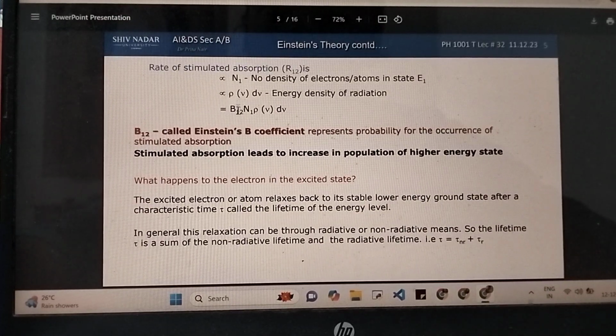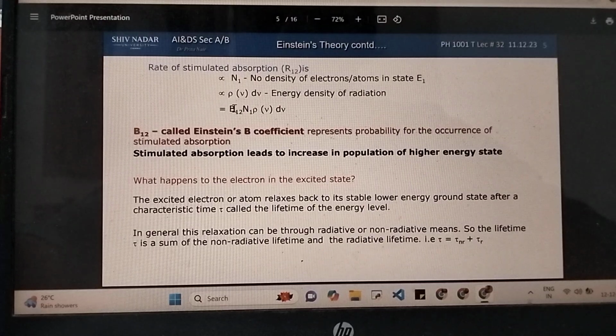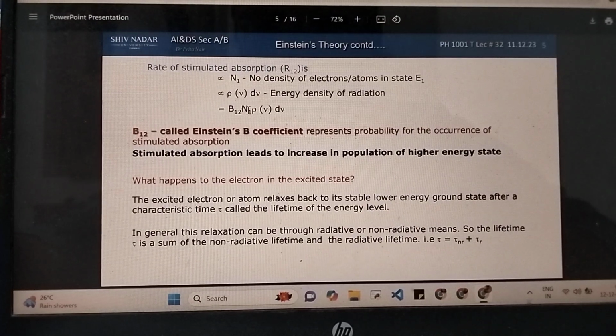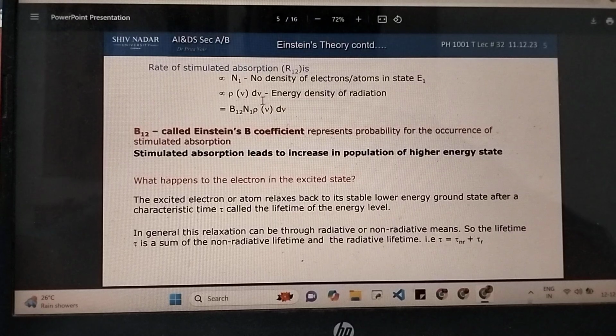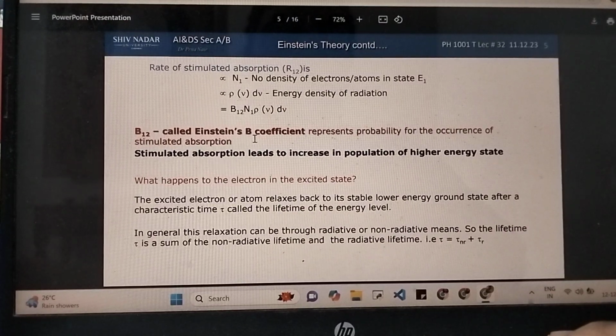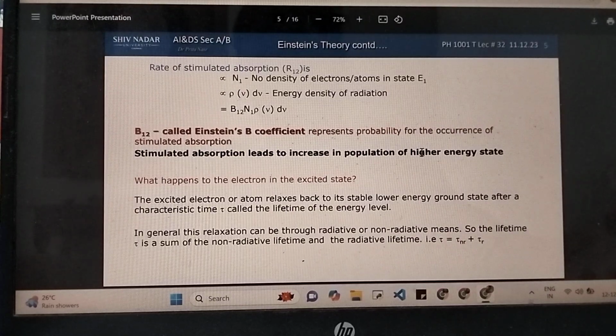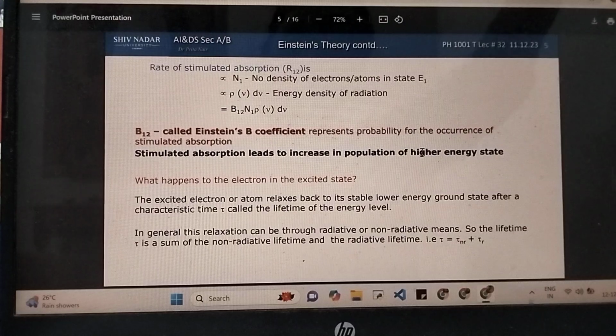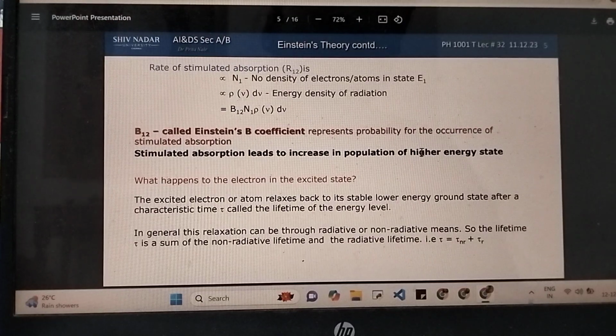So the probability of occurrence of absorption times the number of electrons in the equilibrium state times the energy density. So that is stimulated absorption, and it leads to increase in the population of the higher energy state, obviously, because the electrons from the lower state are going to the higher state, the population there is going to increase. Now what happens to the electron in the excited state?